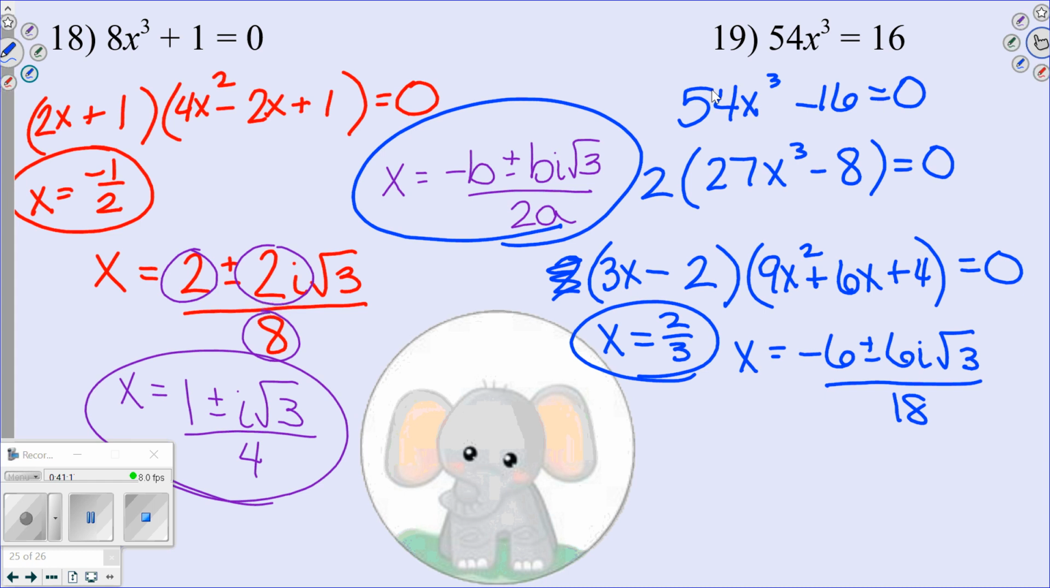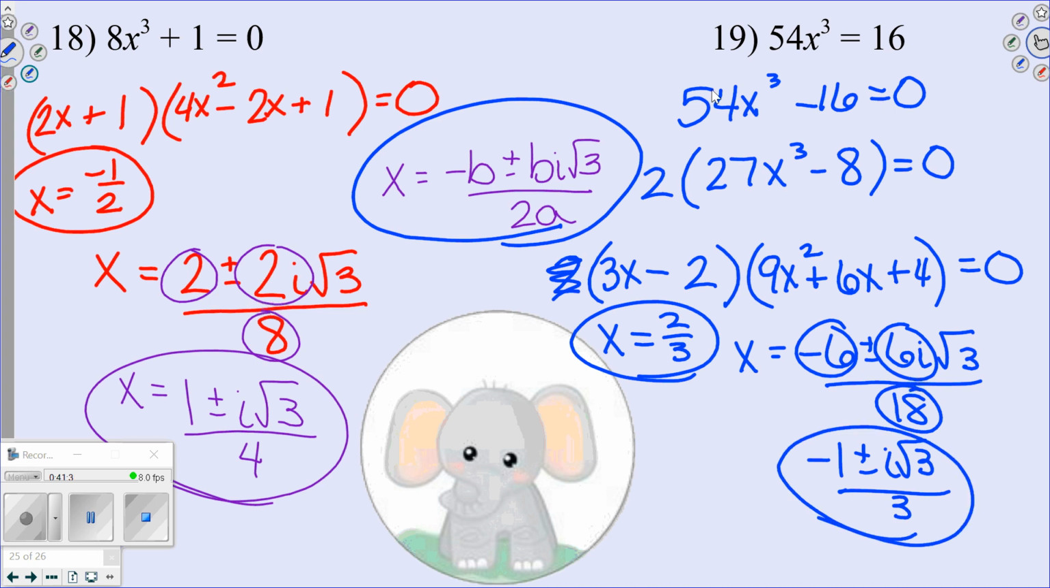Yes. All 3 of these can be divided by 6. No, I don't want the negative on the bottom. So -1 plus or minus i radical 3 over 3. How many answers is this one? If the i is on the bottom, i will never be on the bottom. Negative? Then move it to the top. Just divide by negative. It'll flip all your signs then.